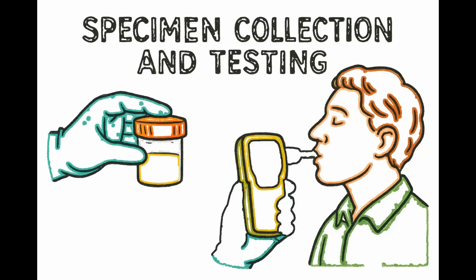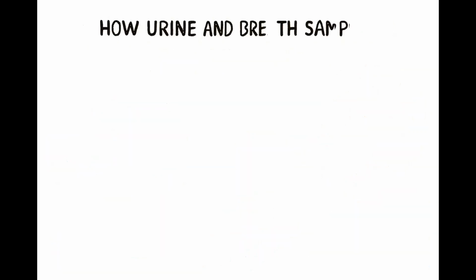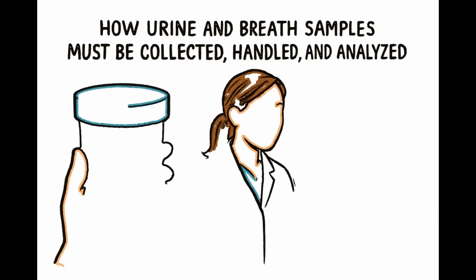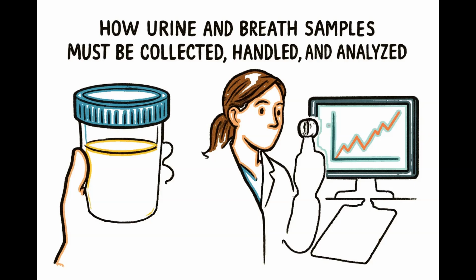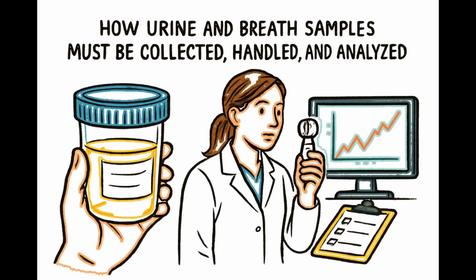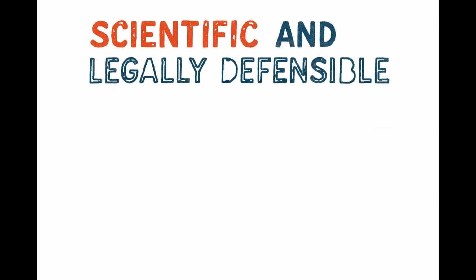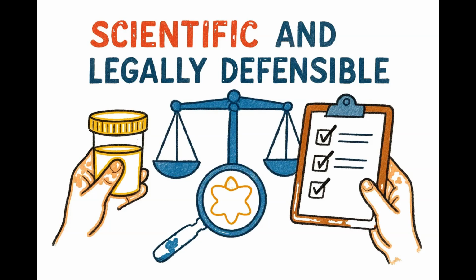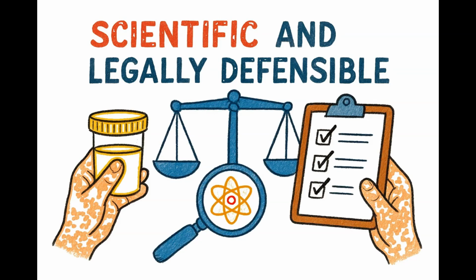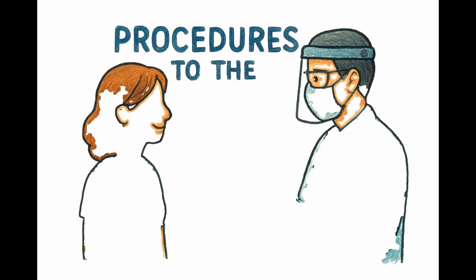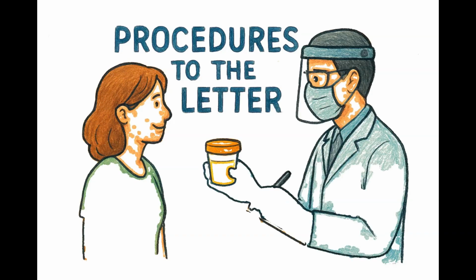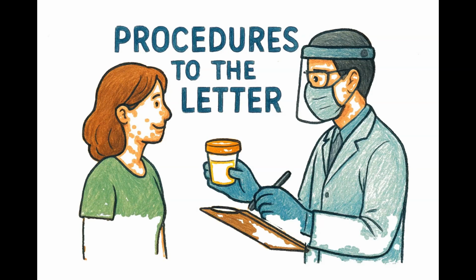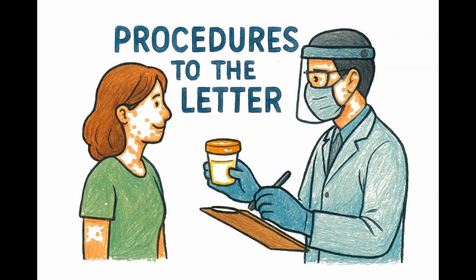First, specimen collection and testing. This regulation spells out precisely how urine and breath samples must be collected, handled, and analyzed. These strict procedures ensure that every test is done in a scientifically sound and legally defensible way. When you go to a collection site, the person there is following Part 40 procedures to the letter, all to protect the integrity of your sample.